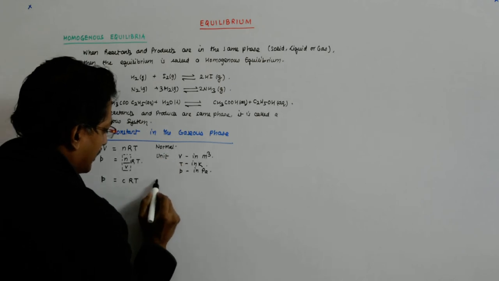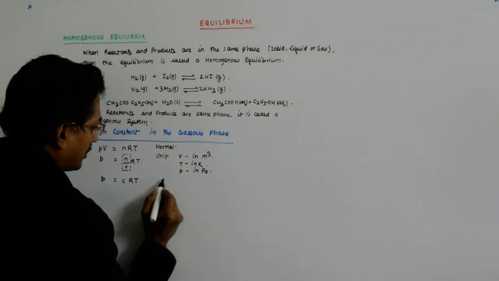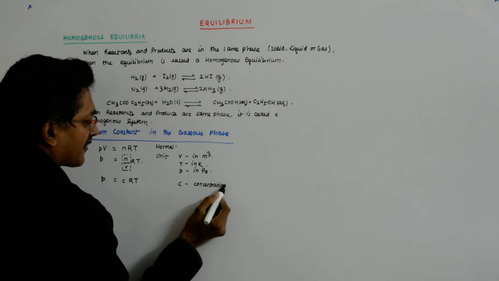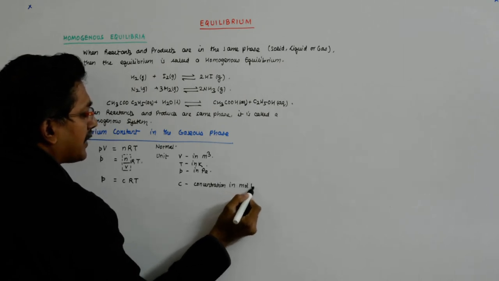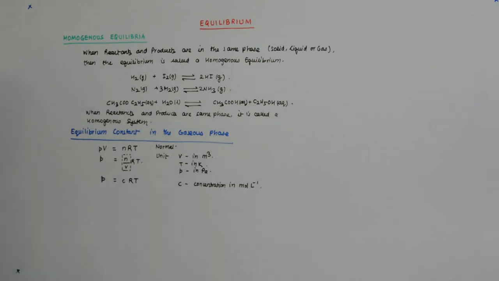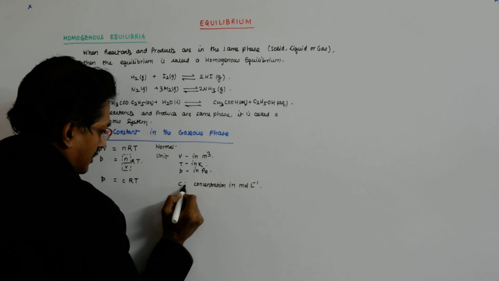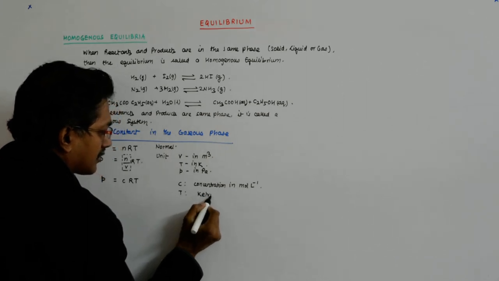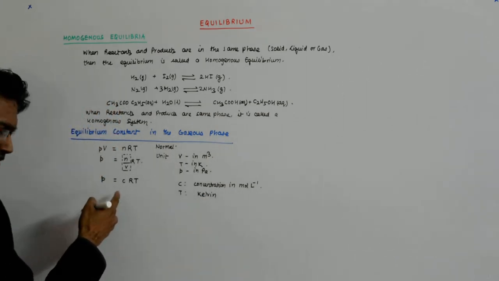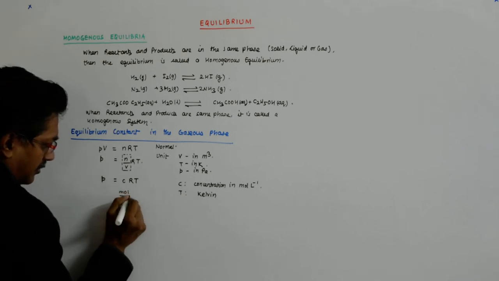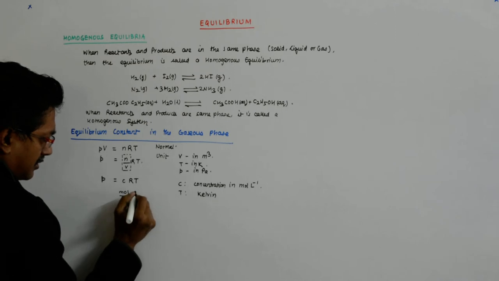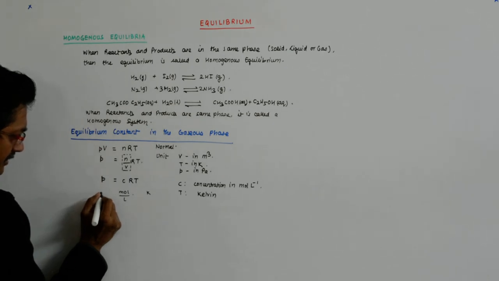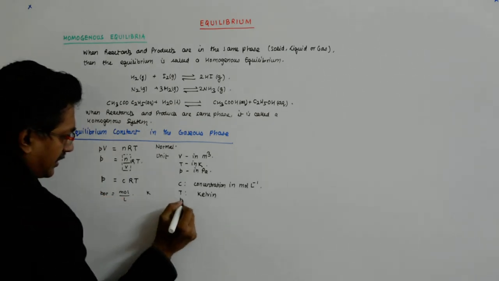Now what I do here in this equation, my C is concentration in mole per liter. T is Kelvin. This is mole per liter. This is Kelvin and this is in bar. P is in bar.